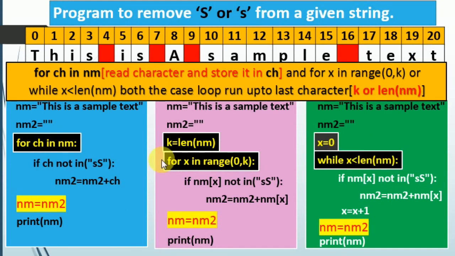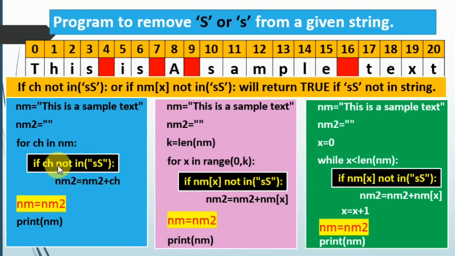Next line is we need to check. So next is for ch not in ss. Here I'm going to use ch because ch will provide us the characters. In the case of for range and while loop, nm of x is going to provide me the character. So nm of x not in ss. The concept is the same in all the three.